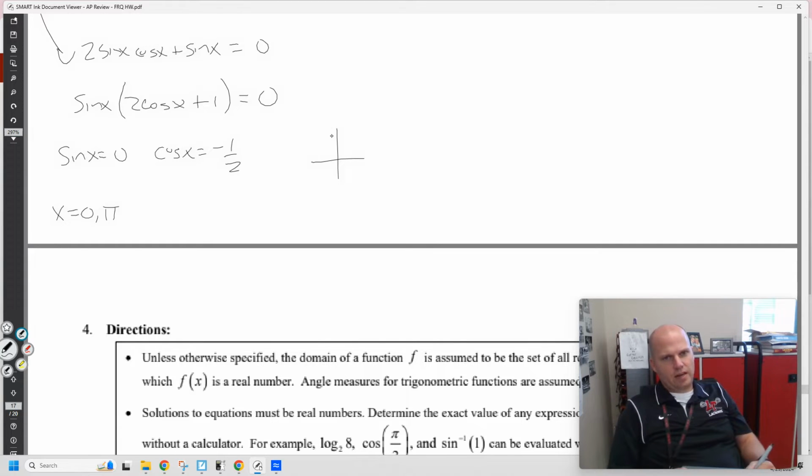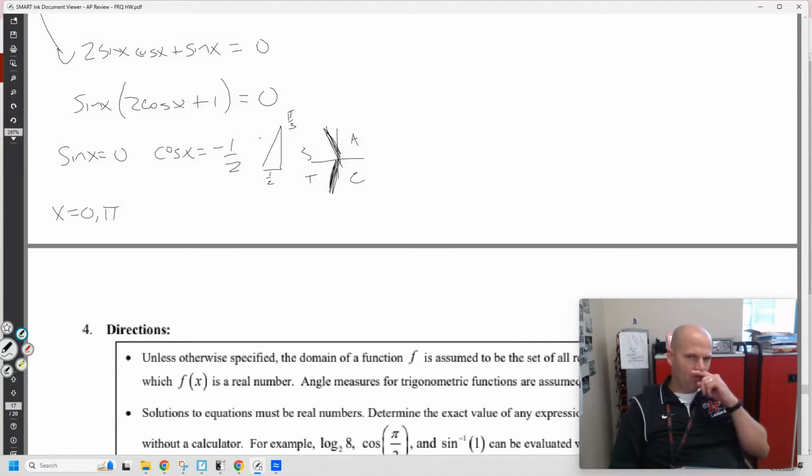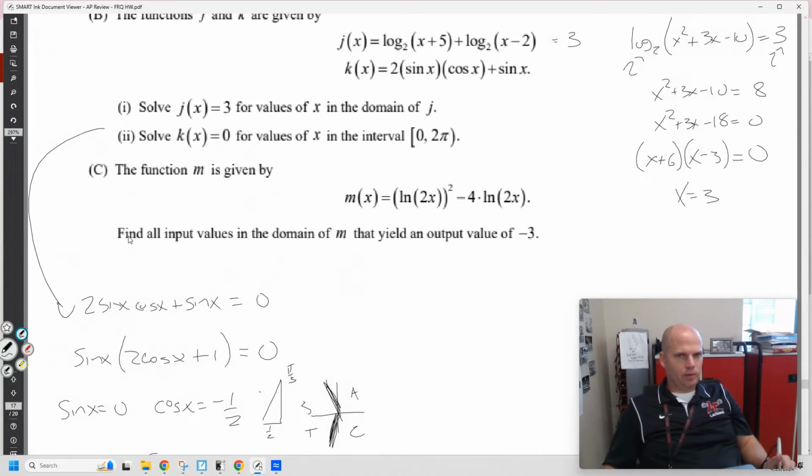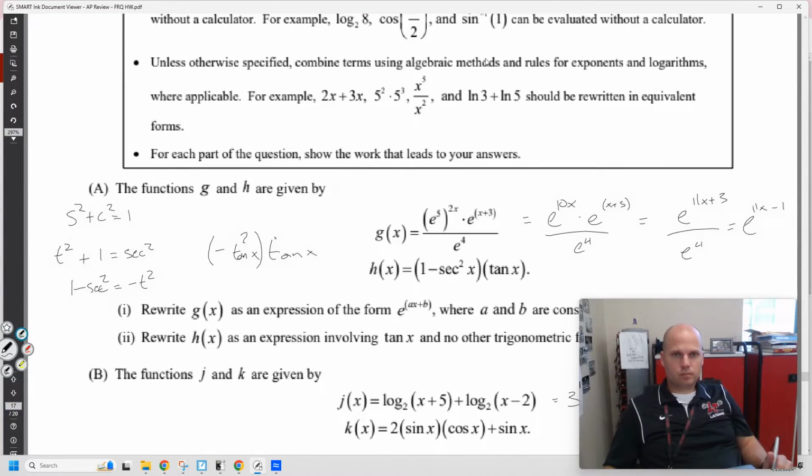Cos x equals negative a half at 2 pi over 3 and 4 pi over 3. Let's think about the triangle where the adjacent is a half. That's the pi over 3. We need the pi over 3 when cosine is negative. That's the second and the third quadrants. So 2 pi over 3 and 4 pi over 3. You don't have to put them in order. They don't say that at least.